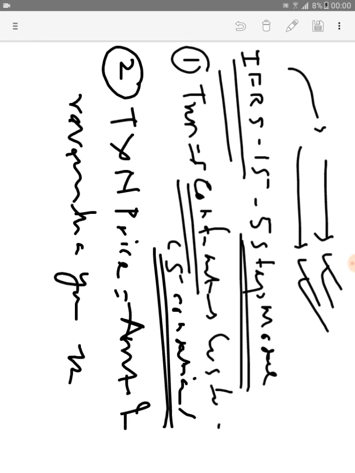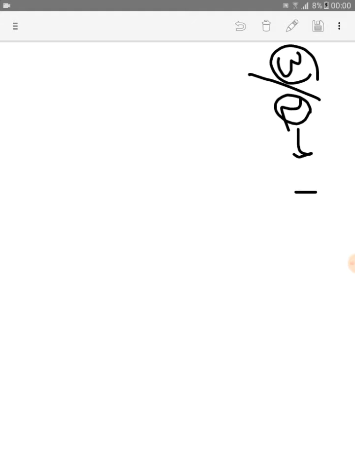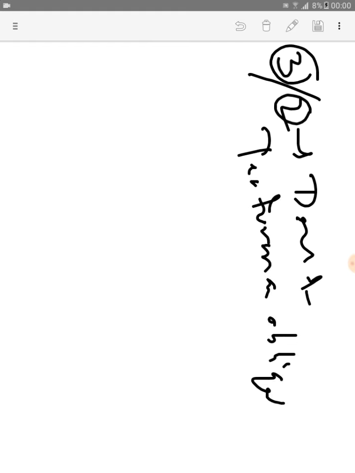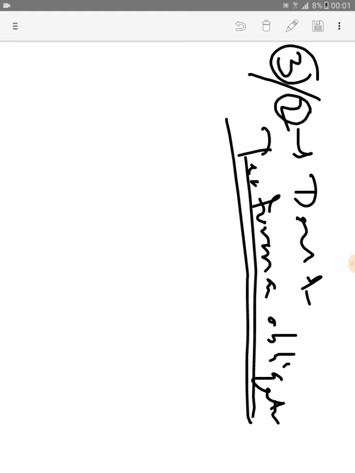The third step deals with the determination of your performance obligations. What does this mean? It depends on the contract. When I explain IFRS 15 in detail, I'll definitely go through these areas. I'm just giving a touch-up now. It deals with the performance obligations.